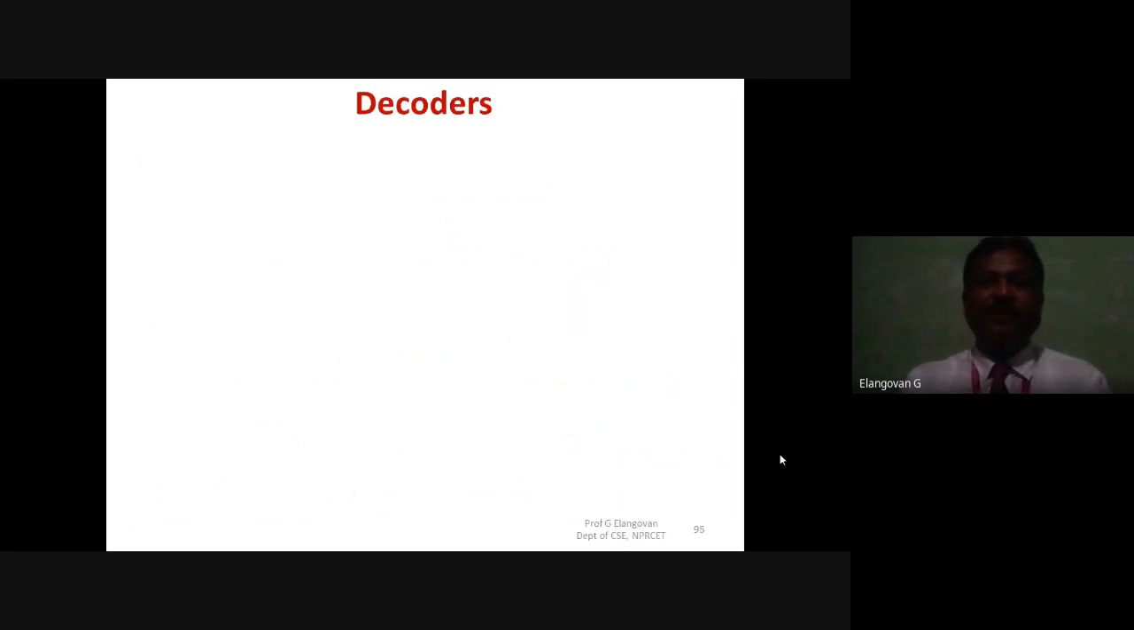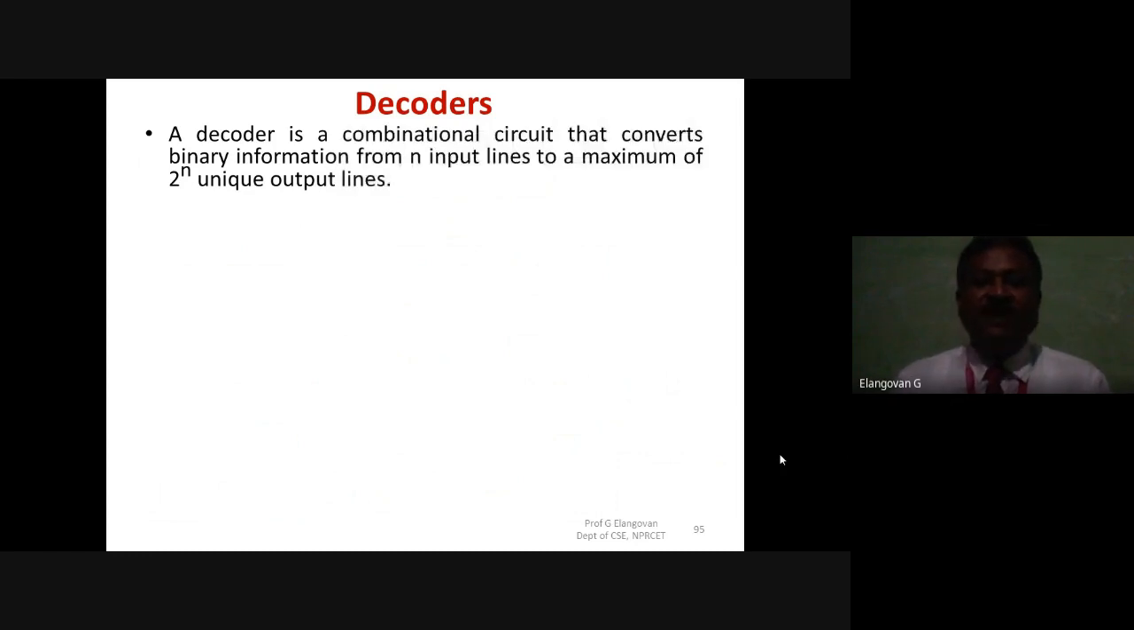First, we will understand what decoders are. A decoder is a combinational circuit. It converts binary information from one form to another form. In a decoder, there is a certain relationship between input and output. If you have n input lines, you can have a maximum of 2 power n unique output lines. Underline the point here: the maximum. That means you can have fewer also. So if you have n inputs, the maximum possible unique output lines are 2 power n.